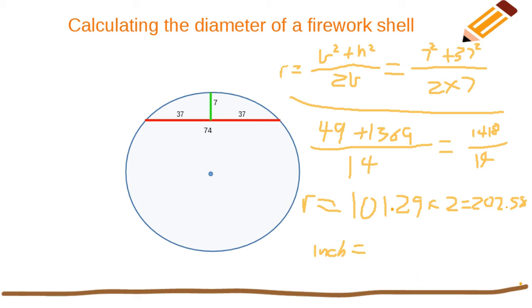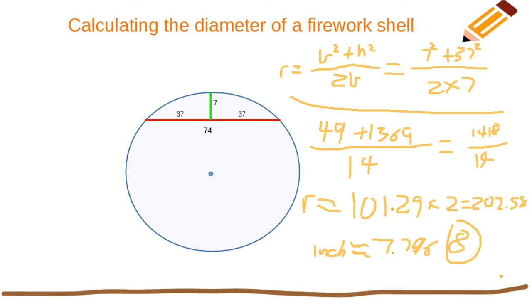Now the diameter of a firework shell is measured in inches, so to get the inches of how big the firework shell is, we're going to ask Google again. Okay, Google, how many inches is 202.58 millimeters? Okay, so it's 7.796 inches. Now, that is not how big a firework shell is. We're going to round that, so that's an approximate. We're going to round that to 8. Our firework shell is 8 inches.